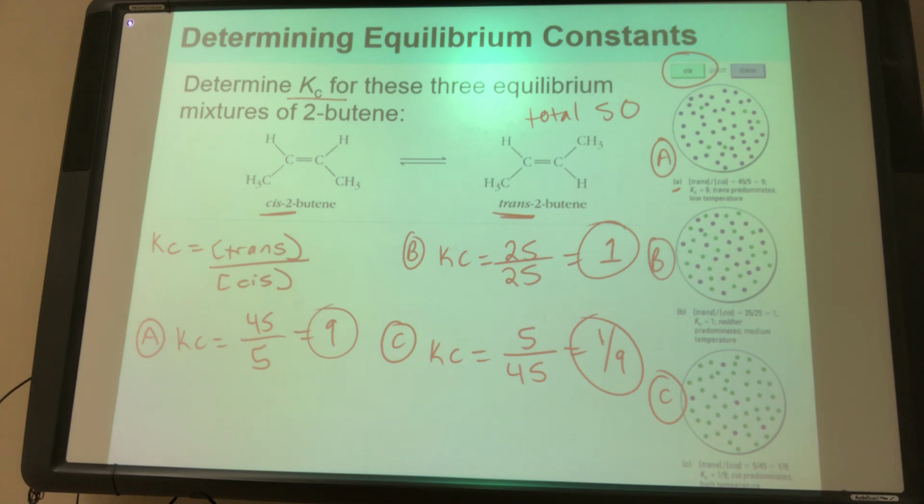All right, so we're going to stop there just because I don't want the videos to get too long. And we're going to pick up on what these numbers mean. So what does it mean if Kc is 9 versus 1 versus 1/9? And what does it mean if it's, you know, a bigger number versus a fraction, those kind of things. So we'll talk about that on the next lecture.